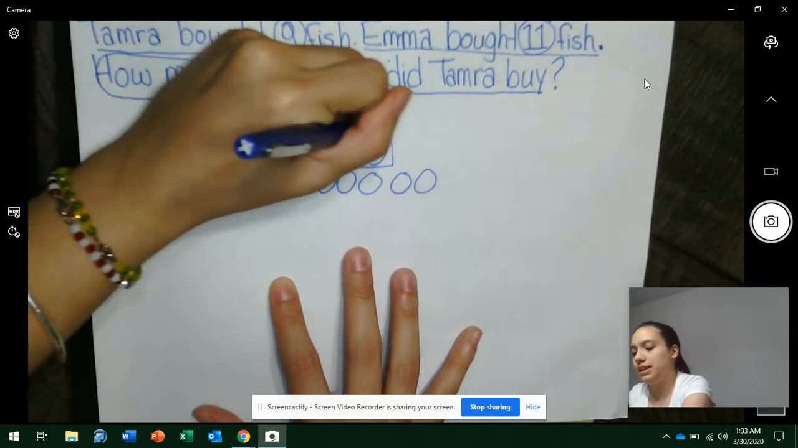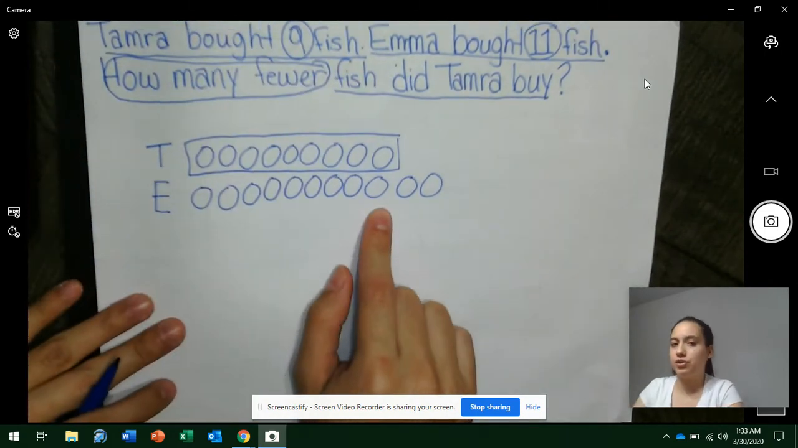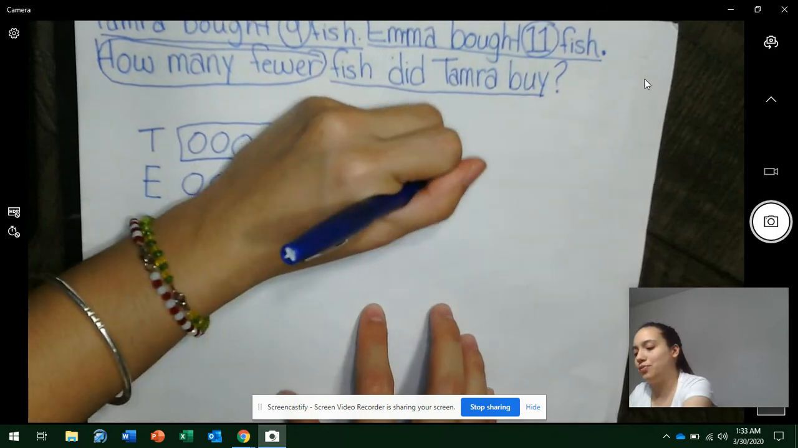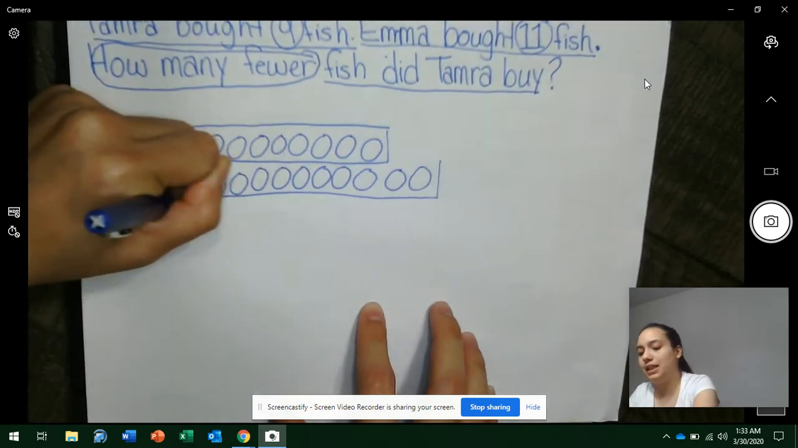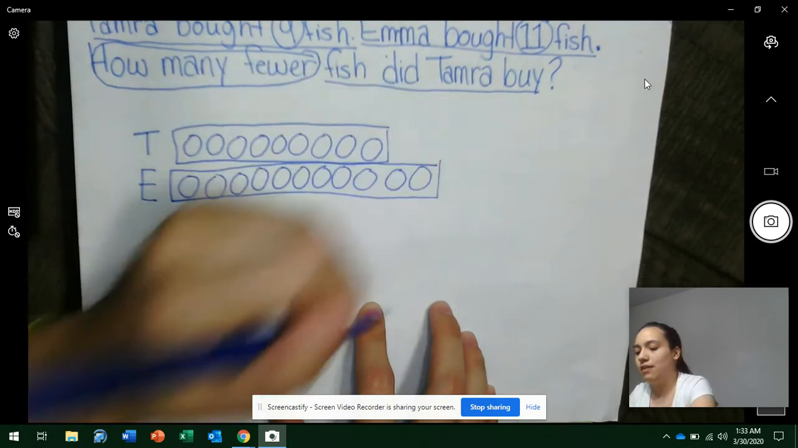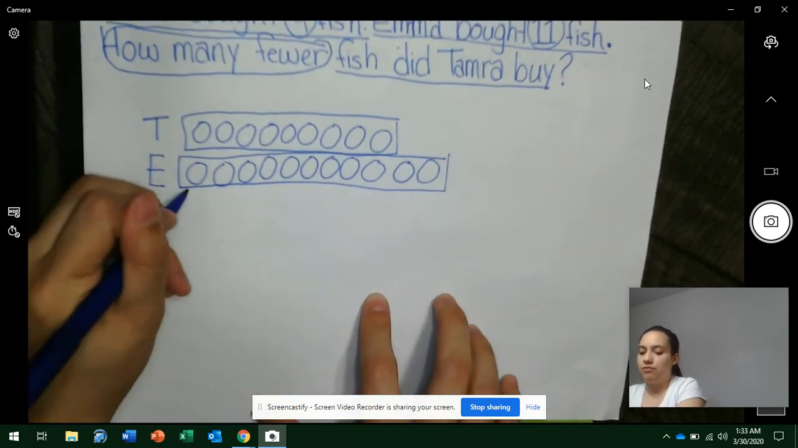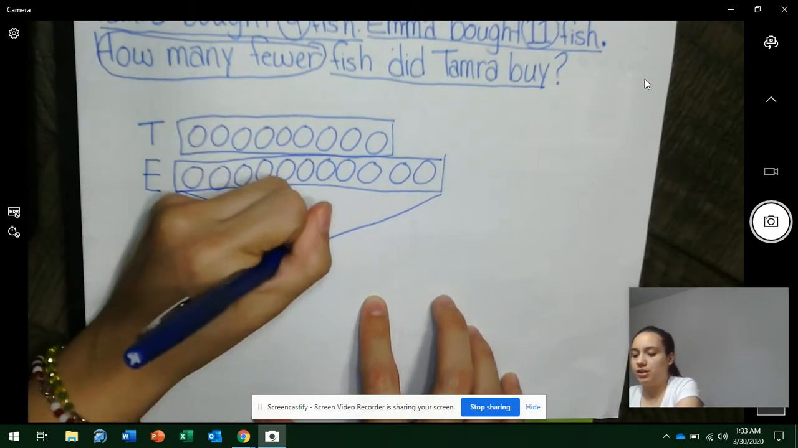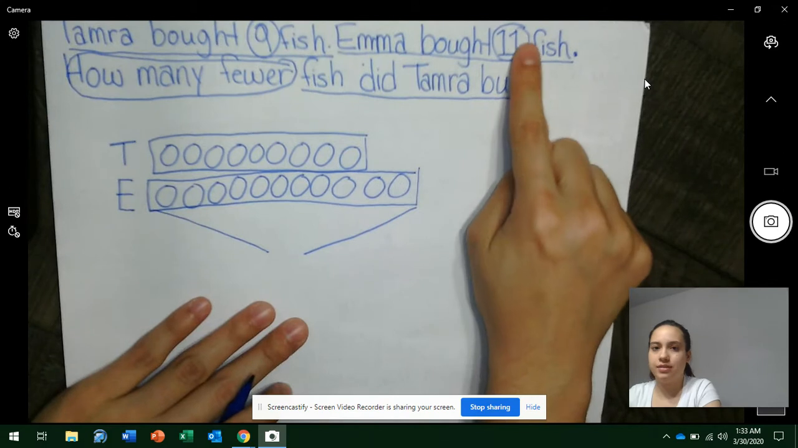And remember, is Emma's box going to be longer or shorter than Tamara's? Get ready. Yes, if you said longer, you are correct. And it's going to be longer because 11 is greater than 9. So after we do this, we're going to solve. So let's write our total for Emma's fish. And what is her total, boys and girls? Get ready.